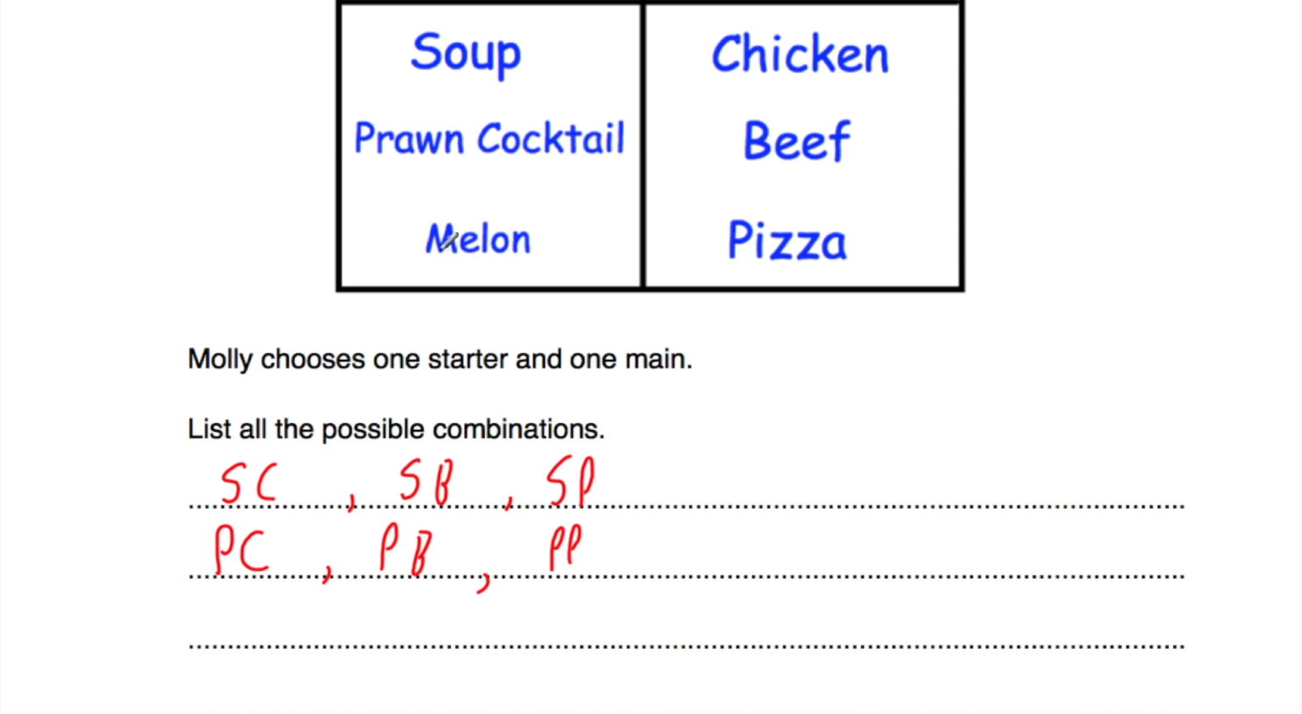And then finally melon. Molly could have a melon and chicken. She could have the melon and beef. And finally, she could have melon and pizza. And then the 9 possible outcomes and the 9 possible combinations. And that's it. Okay, let's look at our next question, question number 3.